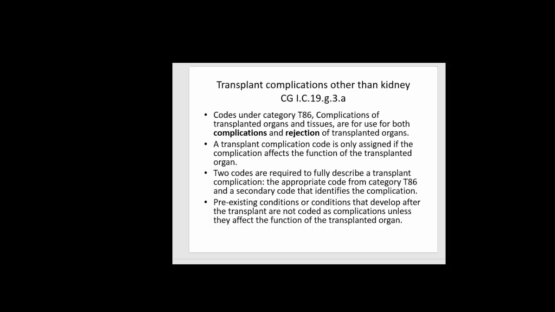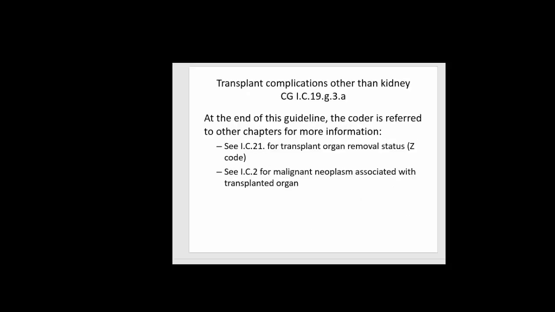Two codes are required to fully describe a transplant complication, the T86 code and a second code that identifies that complication. And any pre-existing conditions that developed after the transplant are not complications unless they now affect that transplanted organ. A lot of words there, so if you're coding a transplant, you're going to have to refer back to those guidelines and review them time and again until you can remember them.